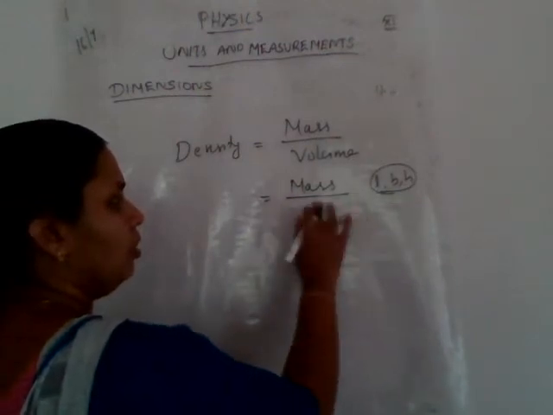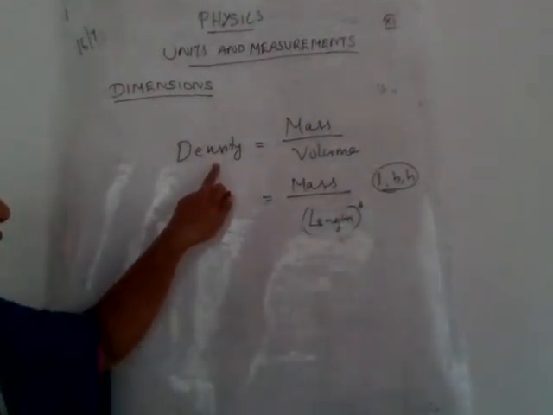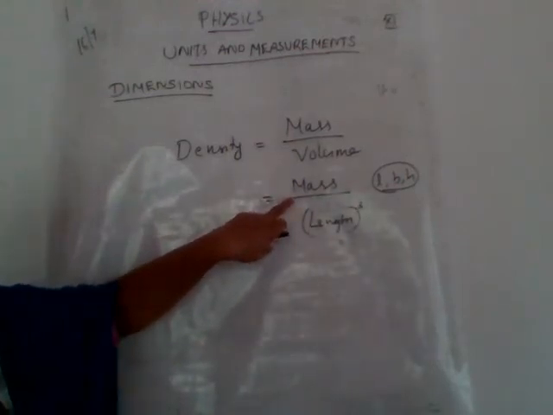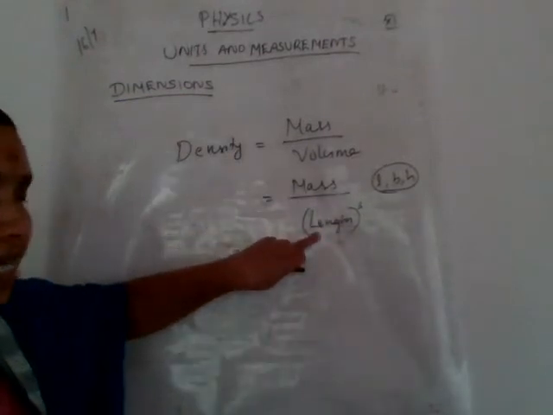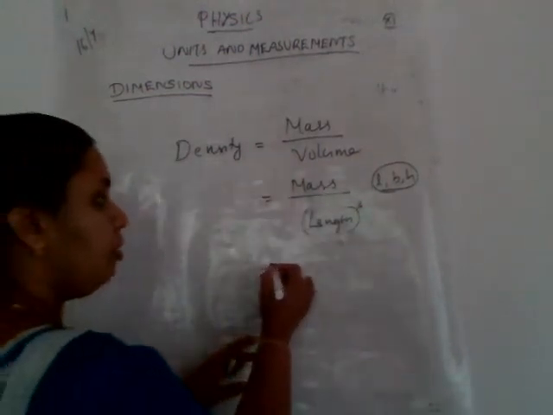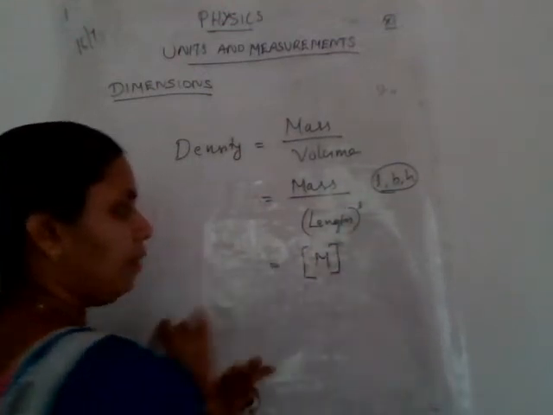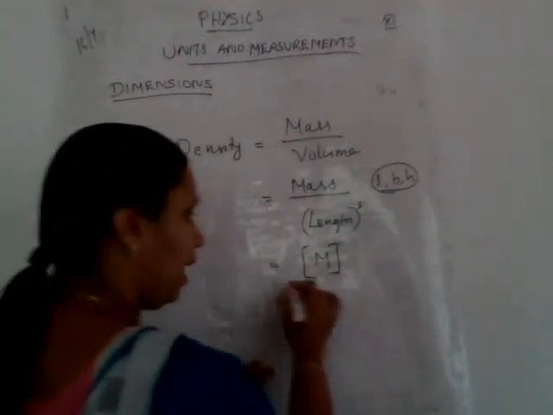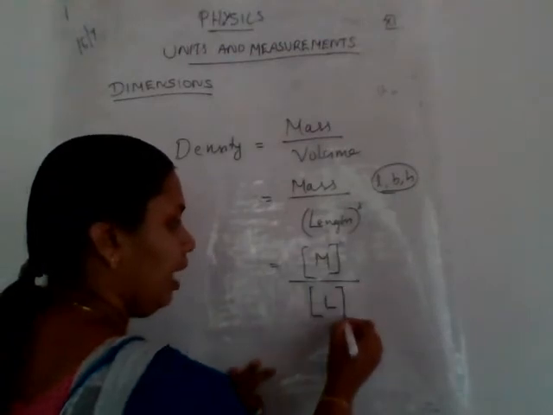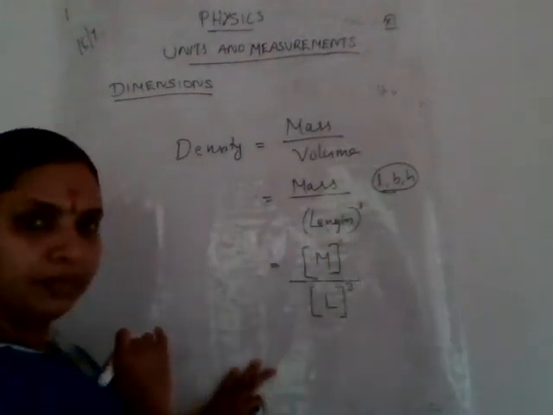Length cube. So see, density is a derived quantity, and we got it in terms of the fundamental quantities, the base quantities: mass and length. Then we have to represent the dimension of this. Dimension of mass is capital M inside the square bracket, divided by length. What is the dimension of length? It is L. And how many L's are there here? 3. So L cube.